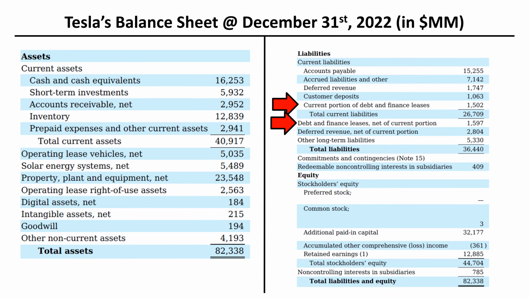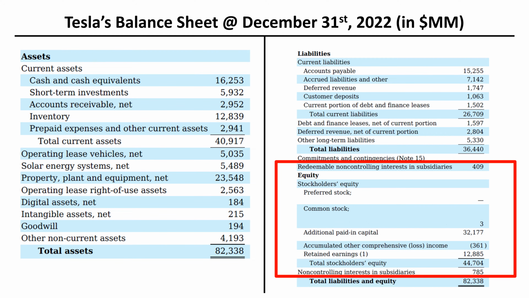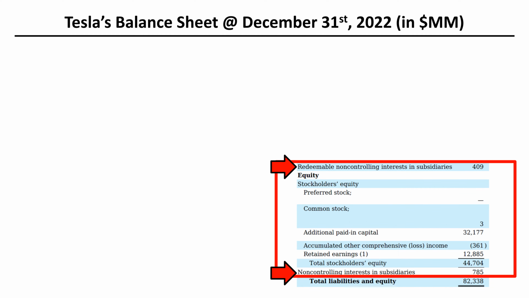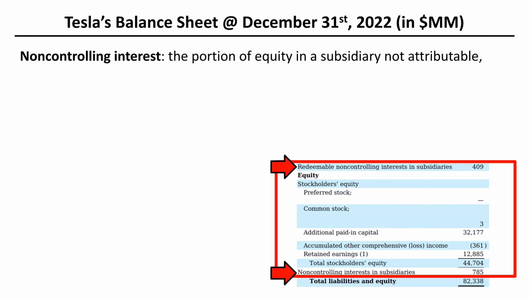And now for the big one, equity. What is the number for the book value of the shareholder capital on Tesla's balance sheet per year-end 2022? That takes a little bit of calculating, as there are two line items related to non-controlling interests in there. Non-controlling interest is the portion of equity in a subsidiary not attributable directly or indirectly to the parent.